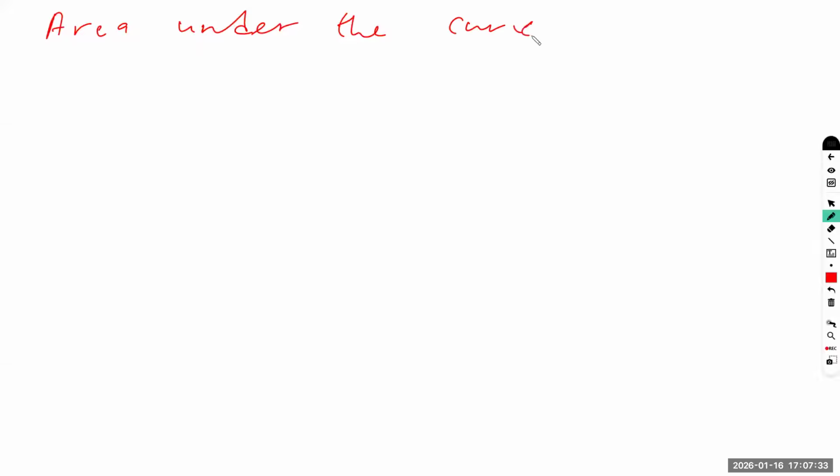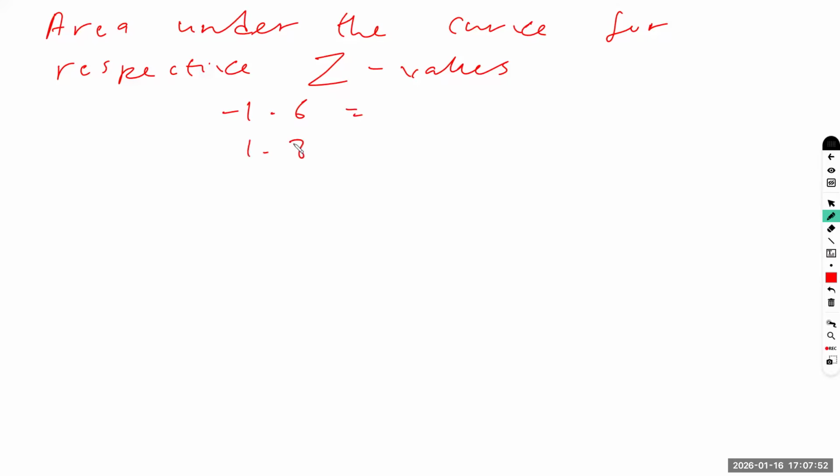Area under the curve for the respective z value is negative 1.6 is equal to, and then 1.82 is equal to. These are the values we had, right?